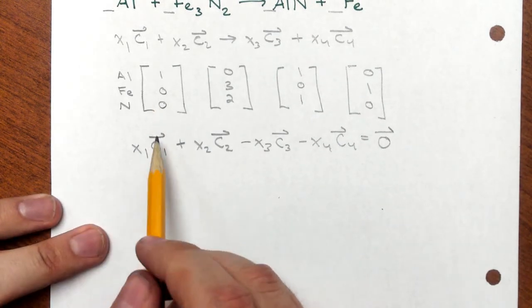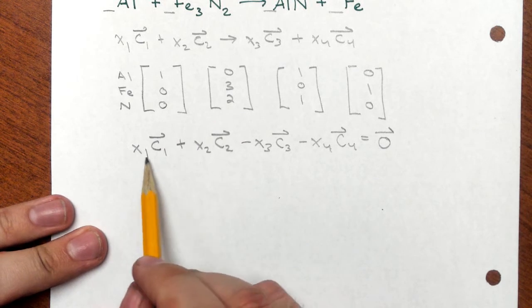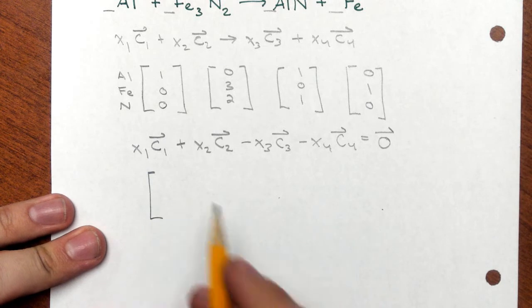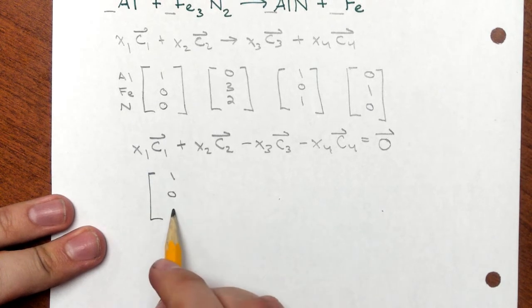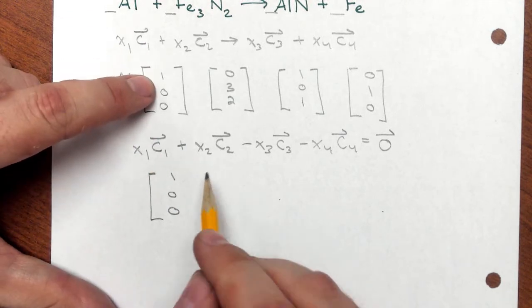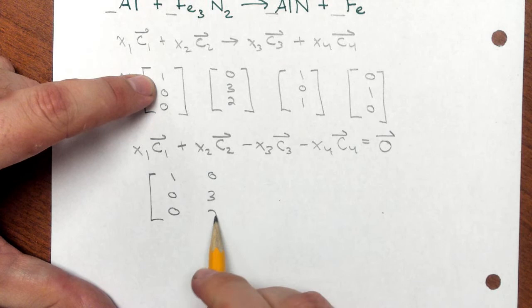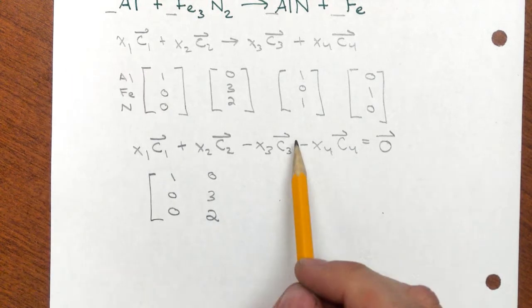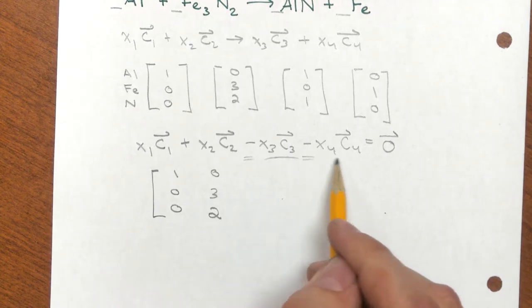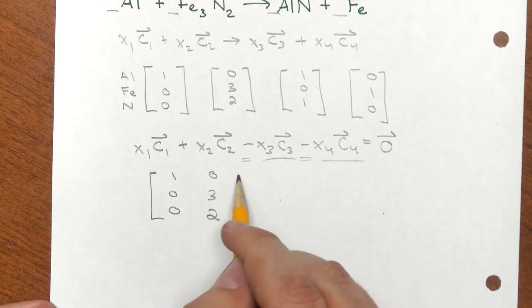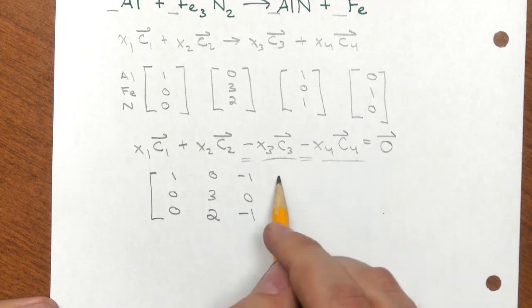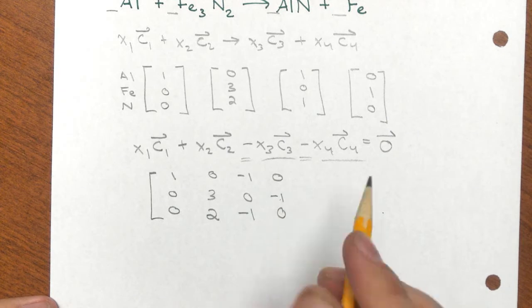Then I can look at these compounds right here, and I can view this as a linear combination of four column vectors. Now be careful when you're doing this, because there's one very easy mistake to make. The first column is the first compound, one aluminum. Second column, 0, 3, 2. Third column is this third compound. Make a note, since these were subtracted, I have to change the sign. So I don't want 1, 0, and 1. I want negative 1, 0, and negative 1. For the last compound, I want 0, negative 1, and 0.